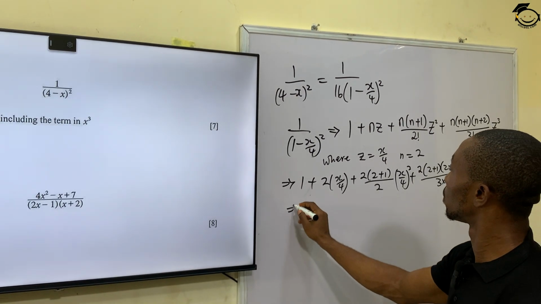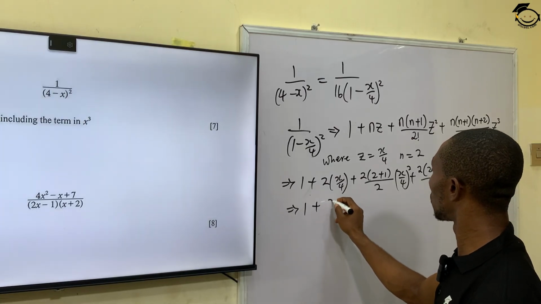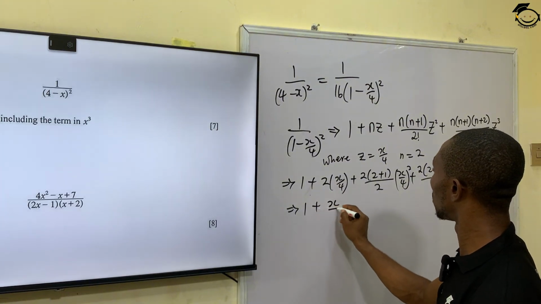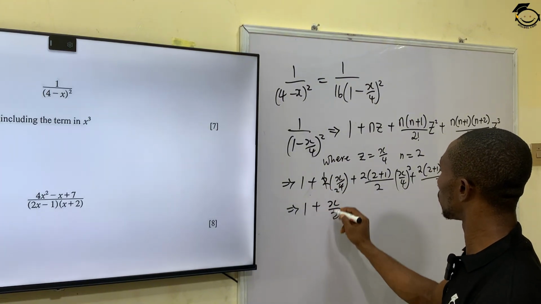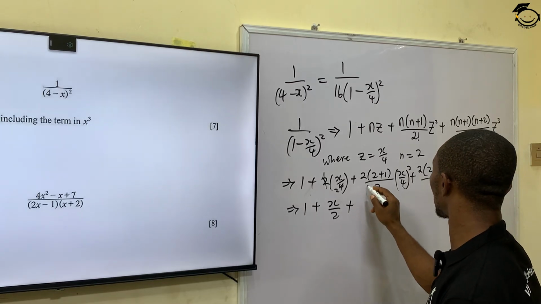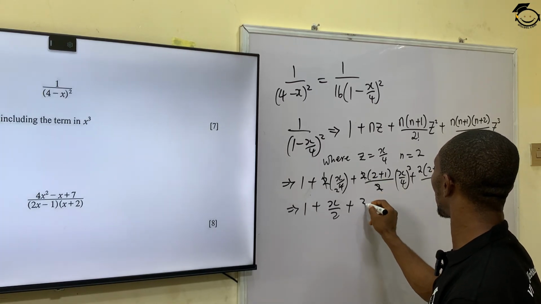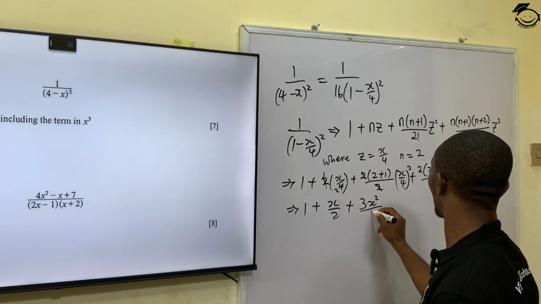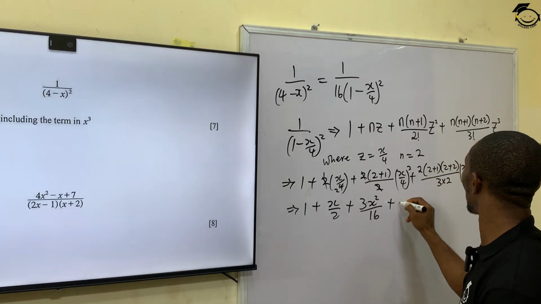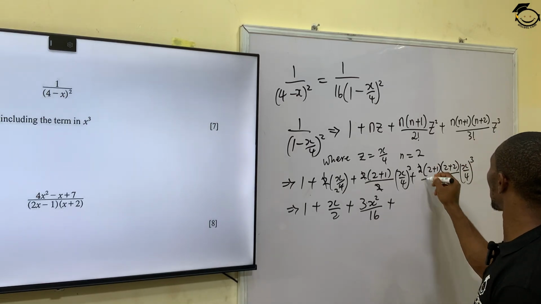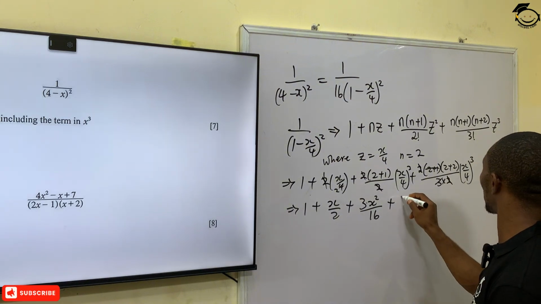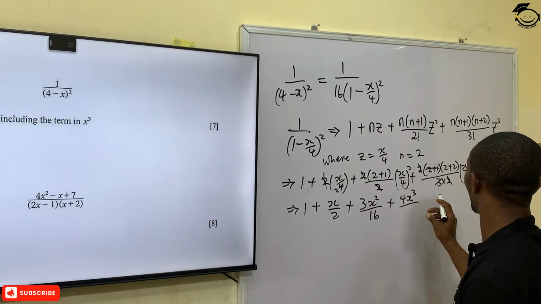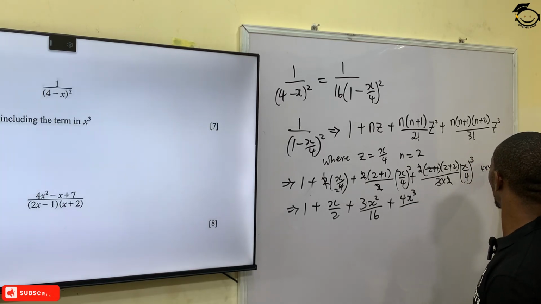Now this becomes 1 plus 2x over 4, which is x/2, plus 3x squared all over 16, plus, we cancel 2, 3 we cancel 3, leaving us with 4x cubed all over 4 times 4 times 4.